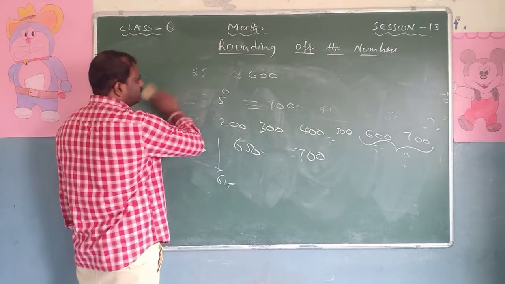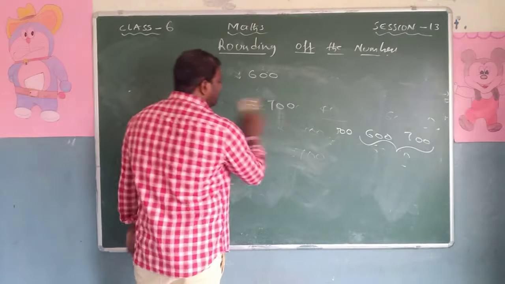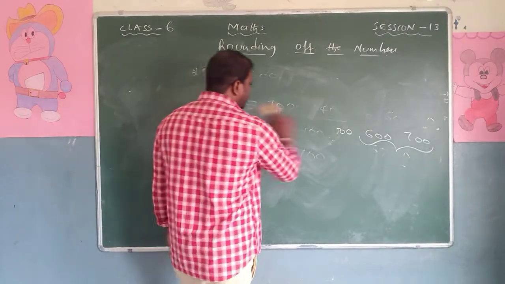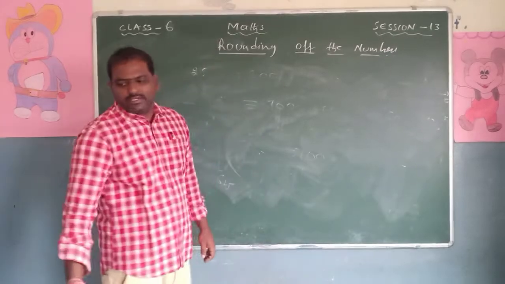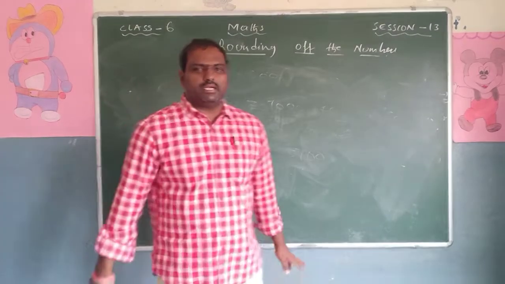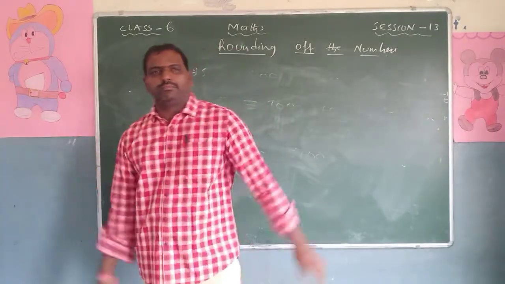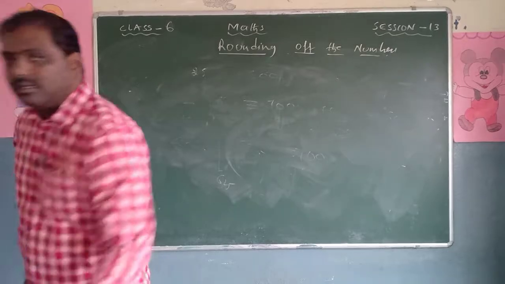Very simple concept. No need to get worried. First we have to check whether the question asks for nearest tens or hundreds. Then we have to write it. After that we have to check the middle one. If it is more than the middle of that number, we have to go for the right side. And if it is less than the middle of the number, we have to go to the left side.